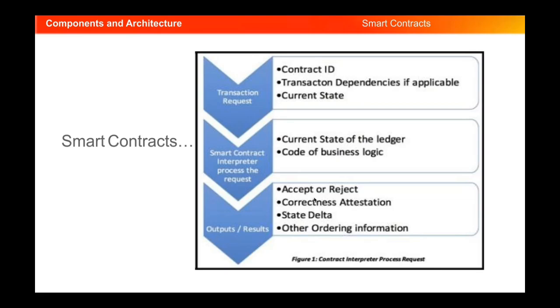that was before this transaction processing and after transaction processing. And it also contains other details like the correctness attestation and also the ordering information. This is in brief how the contract interpreter processes the request.